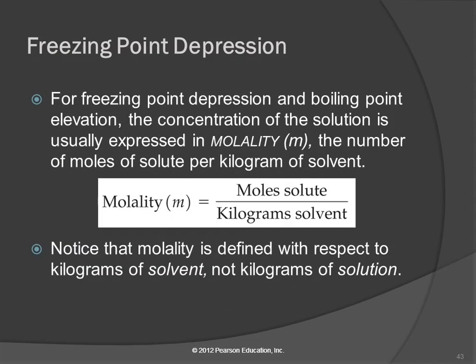So freezing point depression, it depends on the number of particles. So we use the unit moles for the solute. But we don't use molarity and we don't use mass percent. We use a new concentration unit called molality. And it's spelled the same as molarity, except there's an L here instead of an R. And the abbreviation for this is lowercase m, which I'm not a fan of because that's a meter to me, but this is what it is. It's moles of solute per kilogram of solvent.